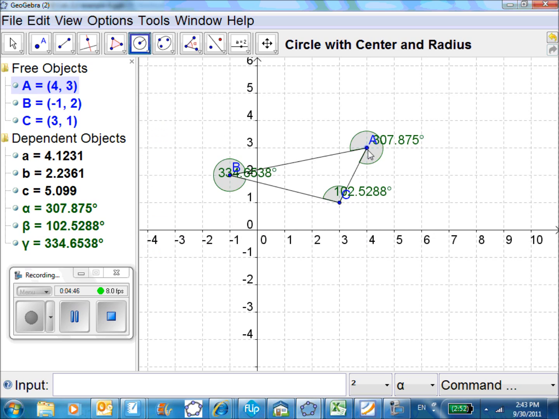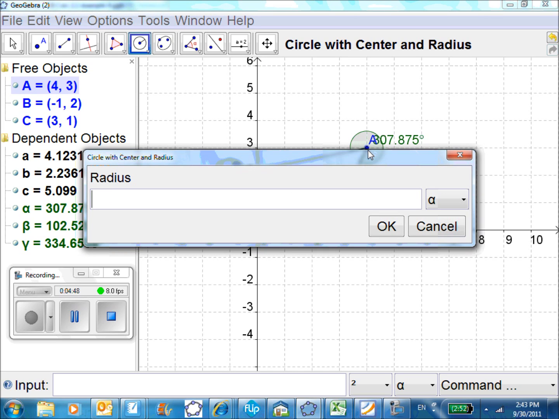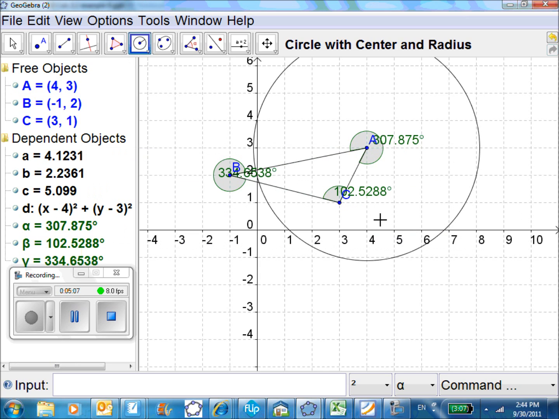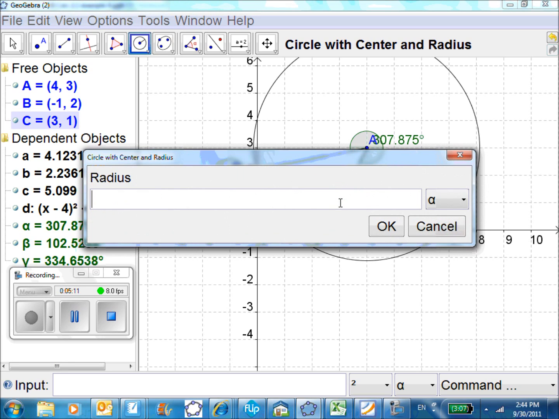So you click on A, and then it asks what you want for the radius. The side opposite. Do I just say a number? You want side a, which is 4.1. But to make it infinitely flexible, we're just going to put in the letter a there, so it always knows you want to use the side opposite. Okay, there's our first circle. And now we can make the other circle. This is point C. What do we want to use for its radius? c.